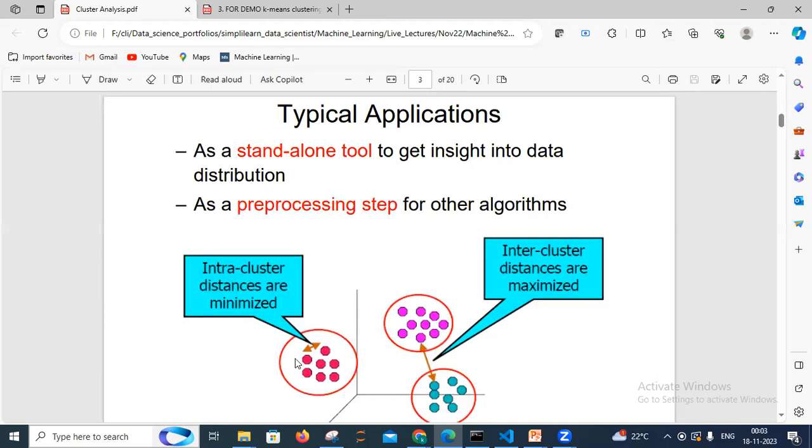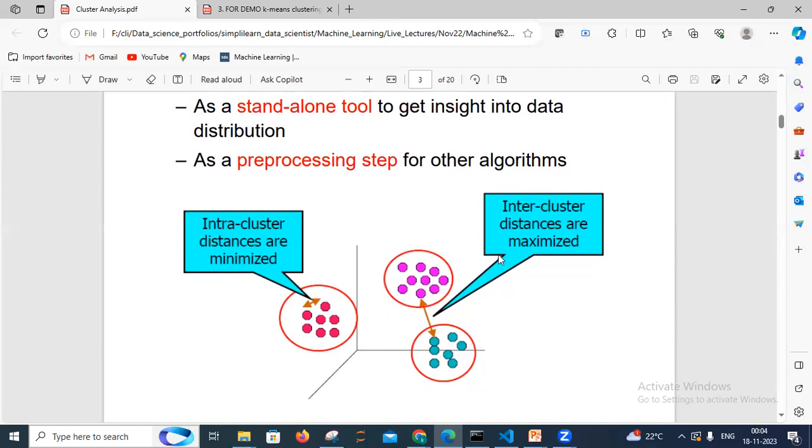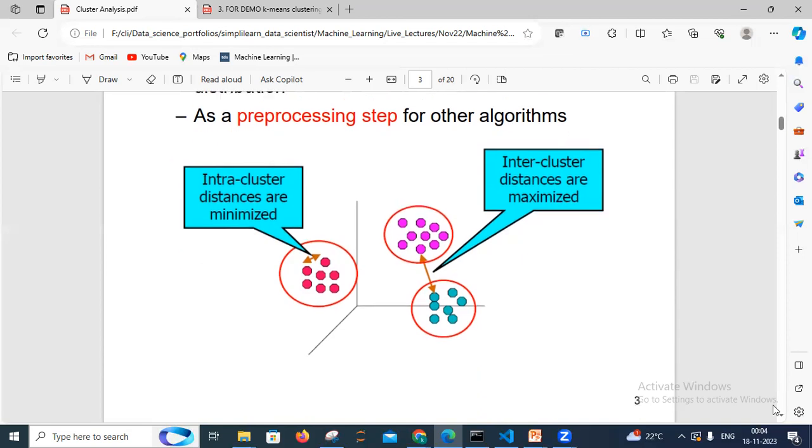The inter and intra: intra means within the cluster. Intra-cluster distances are minimized because within the cluster we have to identify the distance, right? And inter-cluster distances are maximized because in clustering we have to create subsets of data points. Two data points are there, and between the two data points we have to measure the distance. So this is the first thing we have to know, the inter-cluster and the intra-cluster distance, right? This is the point we have to understand.